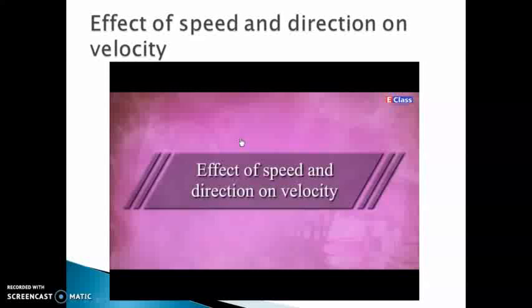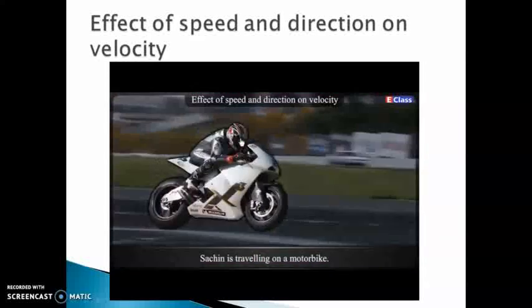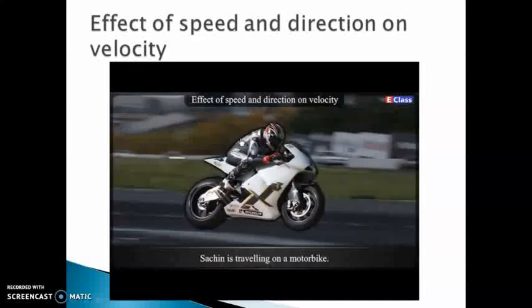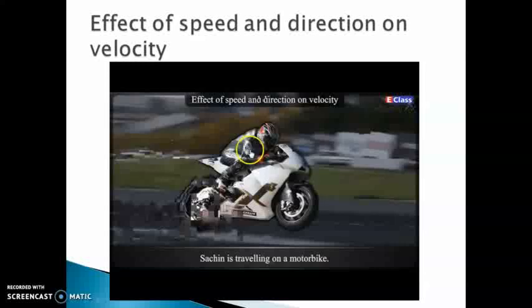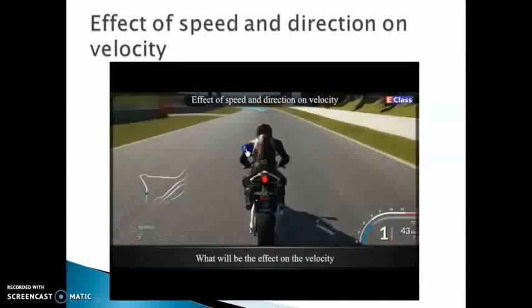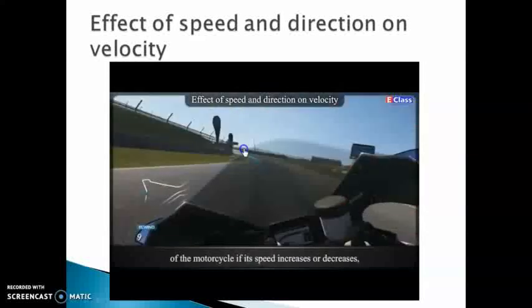Effect of speed and direction on velocity. Sachin is traveling on a motorbike. Explain what will happen in the following events during Sachin's ride. 1. What will be the effect on the velocity of the motorcycle if its speed increases or decreases, but its direction remains unchanged?